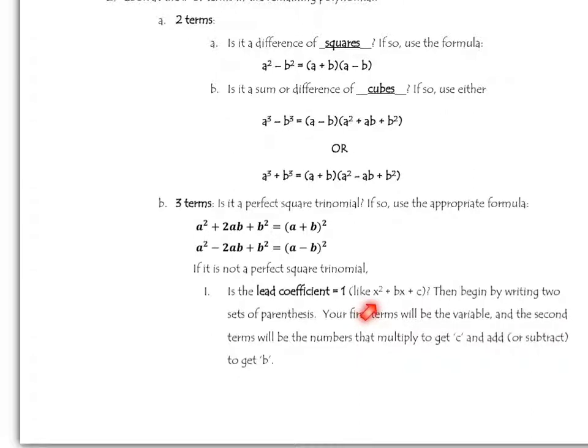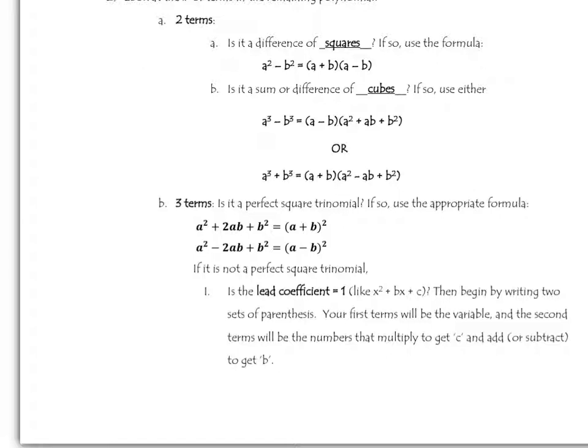Is the lead coefficient 1? Coefficient means the number in front of the x squared term, or in front of all of the terms. Like here, the coefficient is b, whatever number that is. In x squared, you see no coefficient. That means there's a 1, which you don't have to write. So in this case, the lead coefficient is 1. If it is 1, then you do what is called reverse FOIL. And I will demonstrate how to do this in the reverse FOIL video.